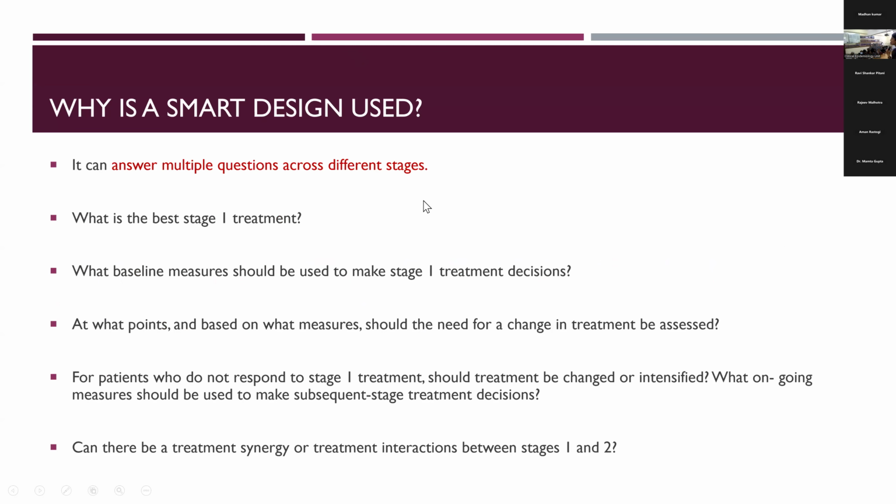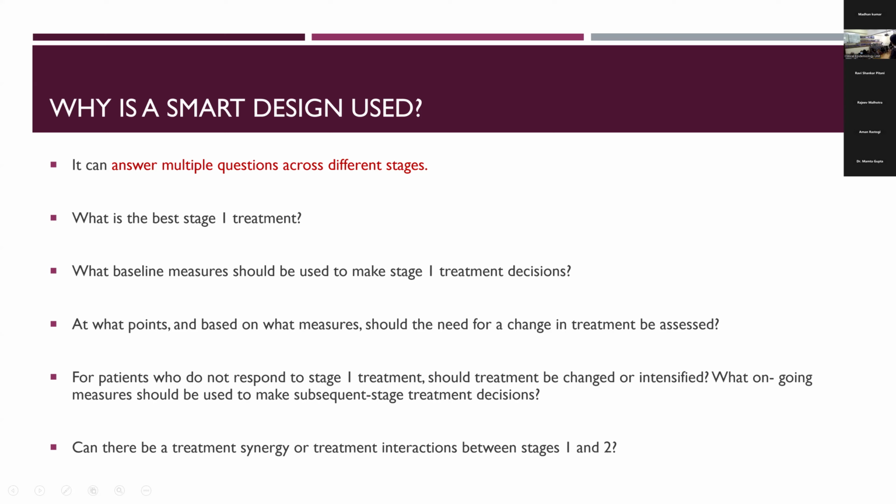So why are SMART designs used? The crux of the matter is that it can answer multiple questions in one trial. For example, if I wanted to know all this information from an RCT, I would have had to run many RCTs, right? Like semaglutide versus tailored intervention, group dietary versus tailored dietary intervention, nothing at all versus tailored dietary intervention.